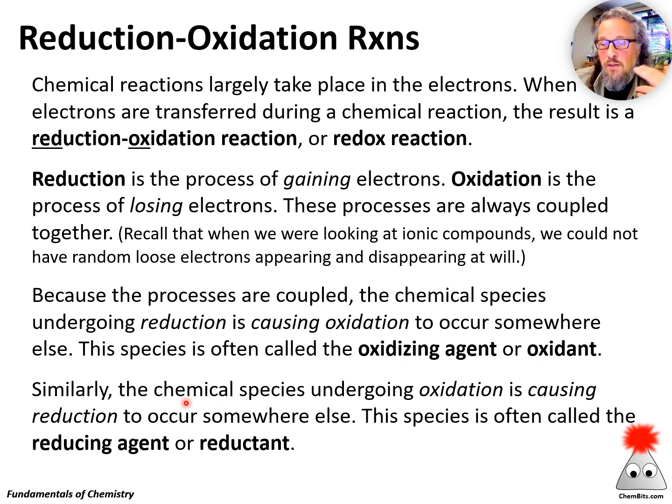Going the other direction, the chemical species that's undergoing oxidation is causing reduction to occur somewhere else. It's a coupled process. So that species, the species that's being oxidized, is often called the reducing agent or the reductant, because, again, coupled processes, both happening together.